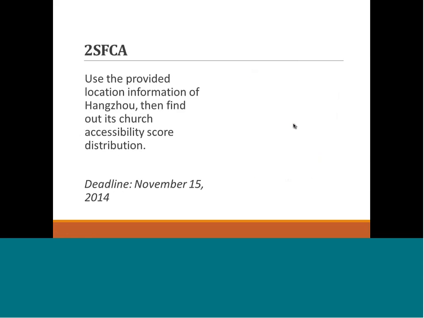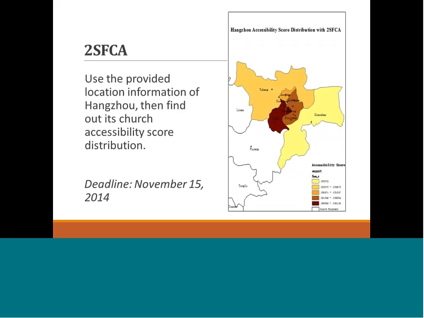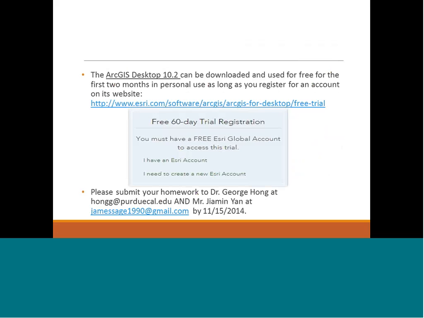Next one, 2-step. Same: you provide the information in Hangzhou, then you find out the church accessibility score distribution. So this is the result for the homework, like home accessibility. This is your benefit. Again, we will grade your homework if you send it to us. We promise you. But you must follow our deadline, November 15, 2014.